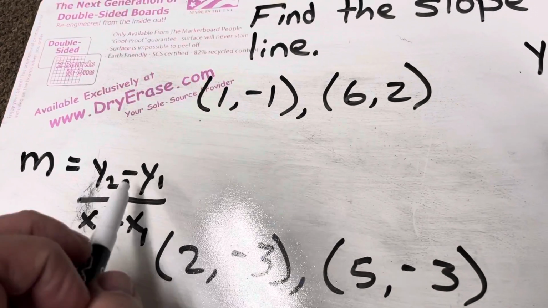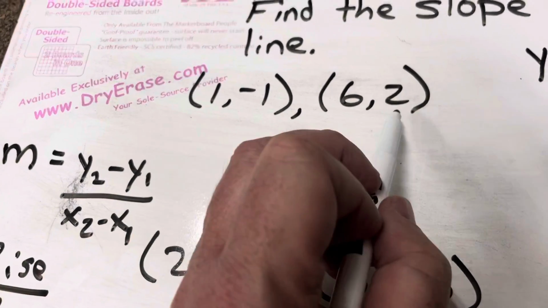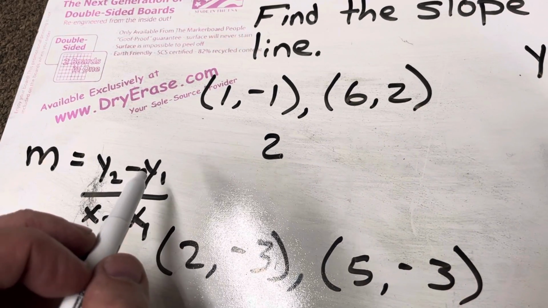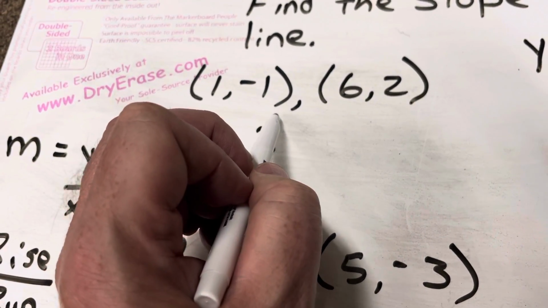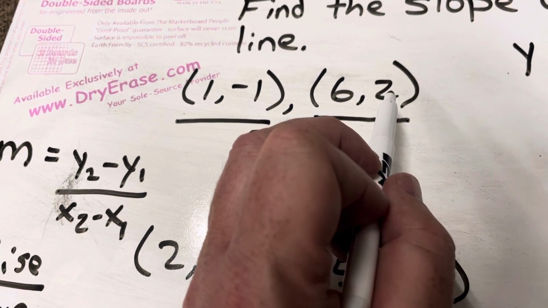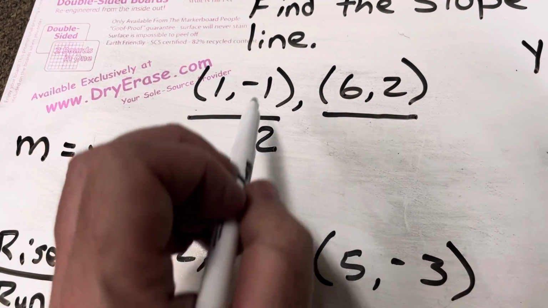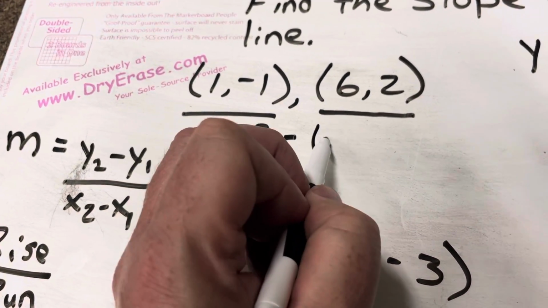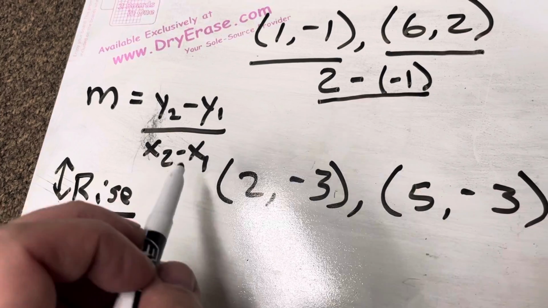So, if it's y2 minus y1, it means I'm going to the second y. That's y2, the second y. That's 2. And then it says minus y1, which, well, y in the first one is -1. This is the first ordered pair. This is the second ordered pair. 2 in the second ordered pair is the y coordinate. So I put 2. Then it wants minus y1. Well, y1 is -1. That's the y coordinate in the first one. So it's minus -1.